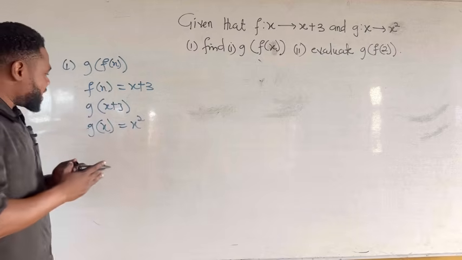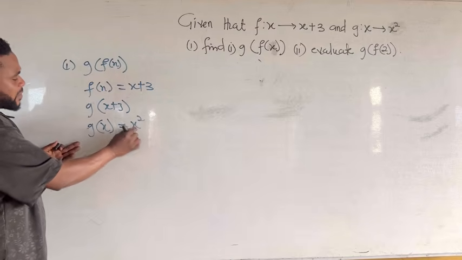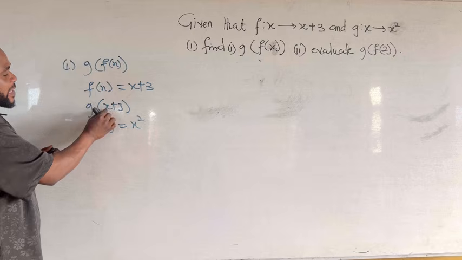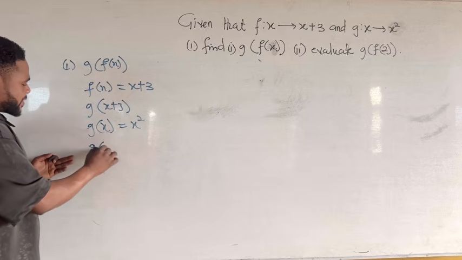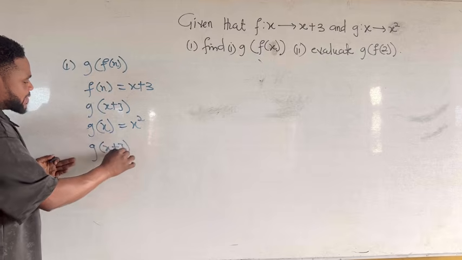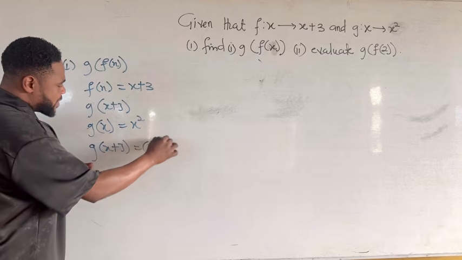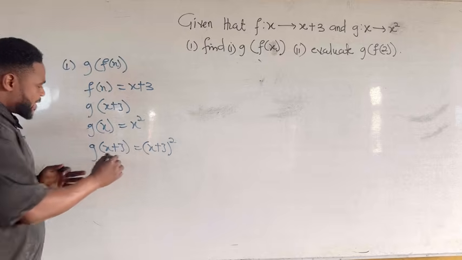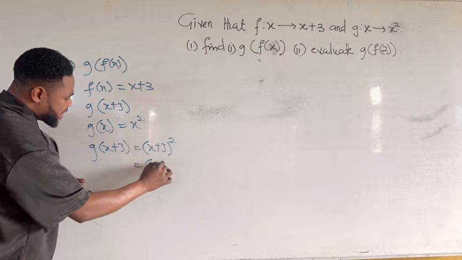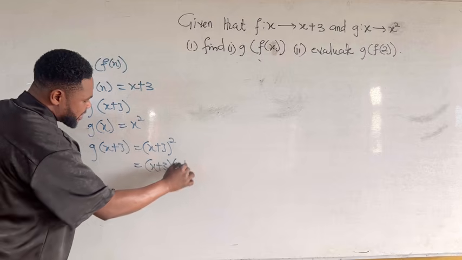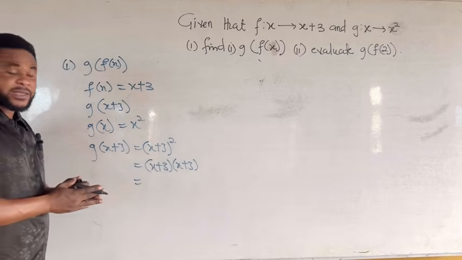What it means is that anywhere we see x in this function, we are going to replace it with x plus 3. So we can say that g of x plus 3 will be equal to (x plus 3) all squared. And mathematically, we can simplify this as (x plus 3)(x plus 3). So let us expand the bracket now.